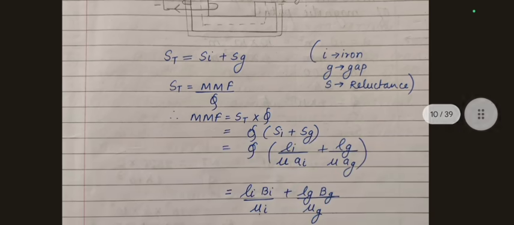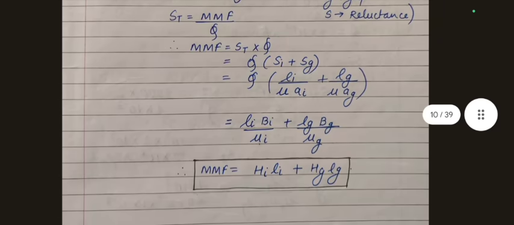Now here also you have to make the same difference, like S total is equal to S i plus S g, because here we have taken i and g as the two components. So here the same thing, S total is equal to MMF upon phi. Same, MMF is equal to S into phi, where S total is nothing but S i plus S g. So what is S i? Now you have to substitute Li upon mu Ai plus Lg upon mu Ag. Here g is gap and i is iron, remember. Now by doing the same thing, finally you will get MMF is equal to Hi Li plus Hg Lg.